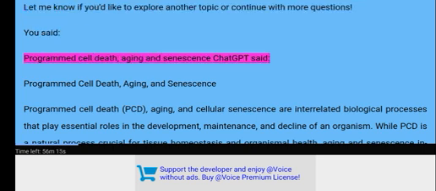Programmed cell death, aging and senescence.